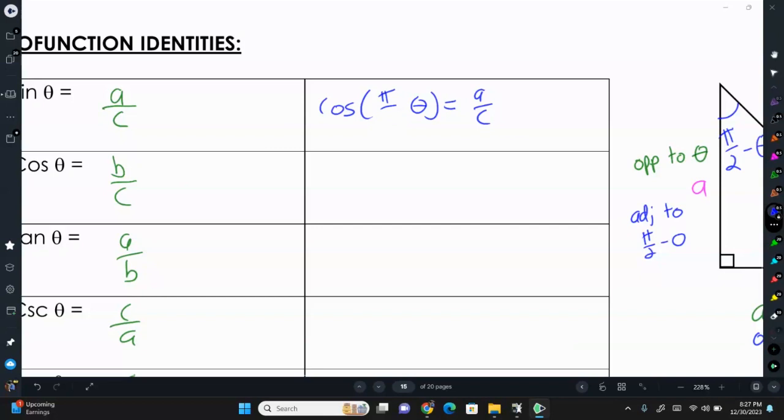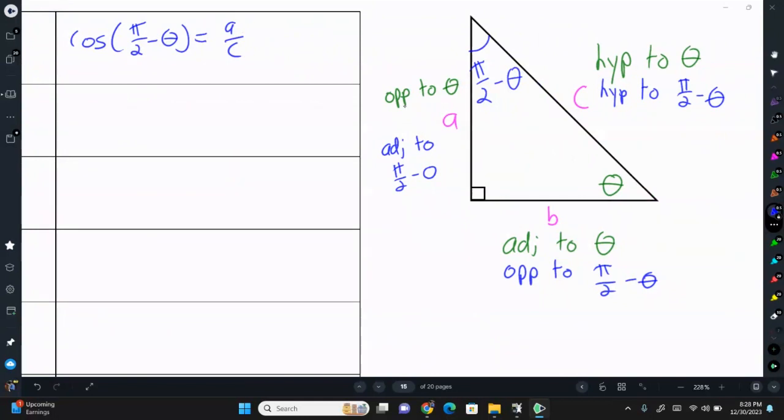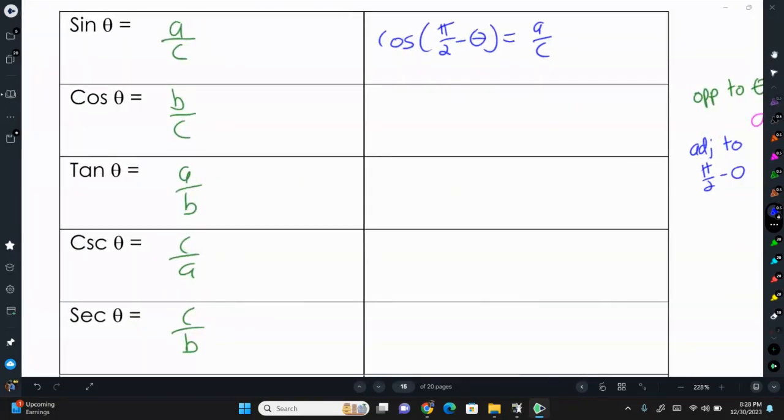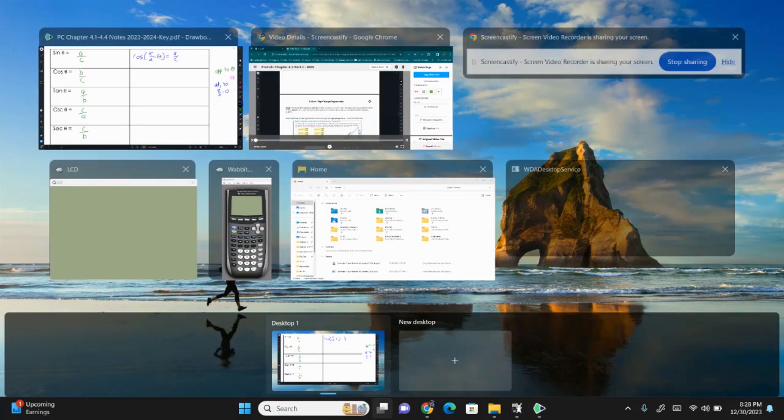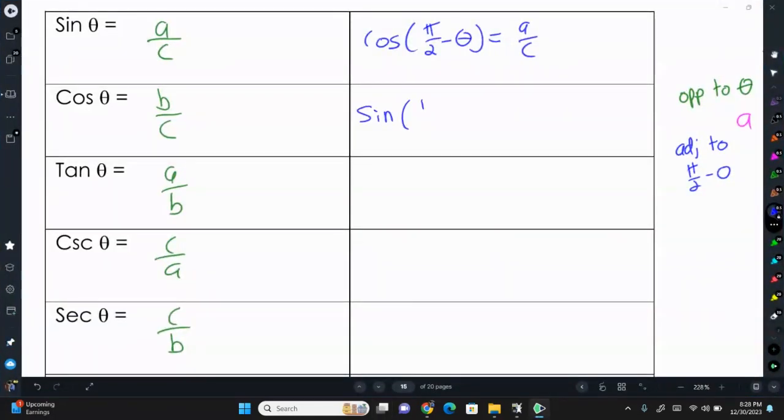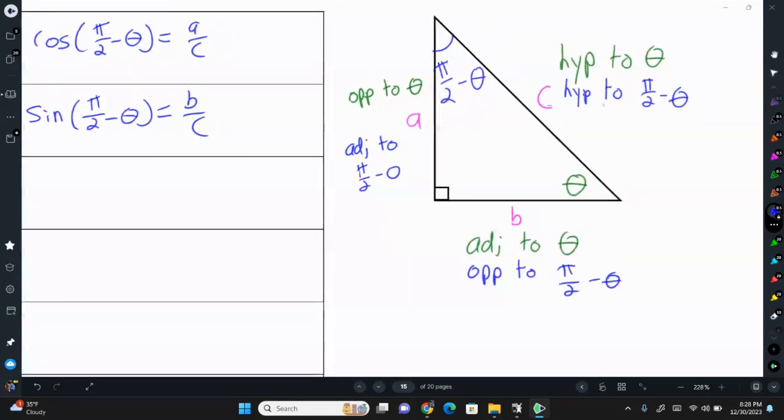And now, if we look at the sine of that, sine is the opposite over hypotenuse. It's going to be the same thing, B over C, as the cosine of our other angle. So sine of pi over 2 minus theta equals B over C. Because I want you to notice that when we looked at the different angle, the opposite and adjacent switched. So that means for tangent, it's going to be switched.